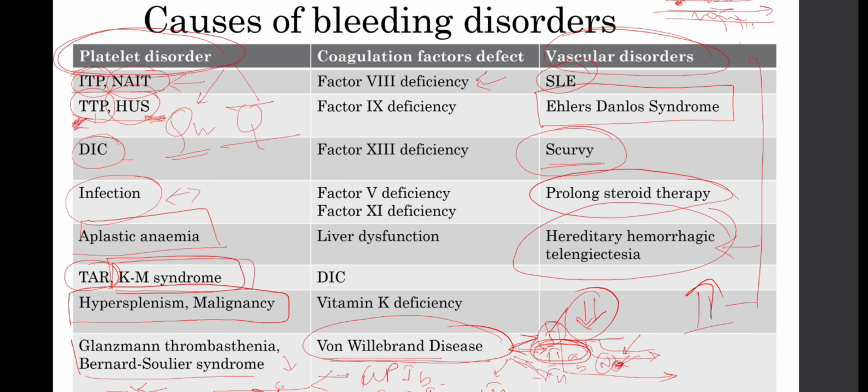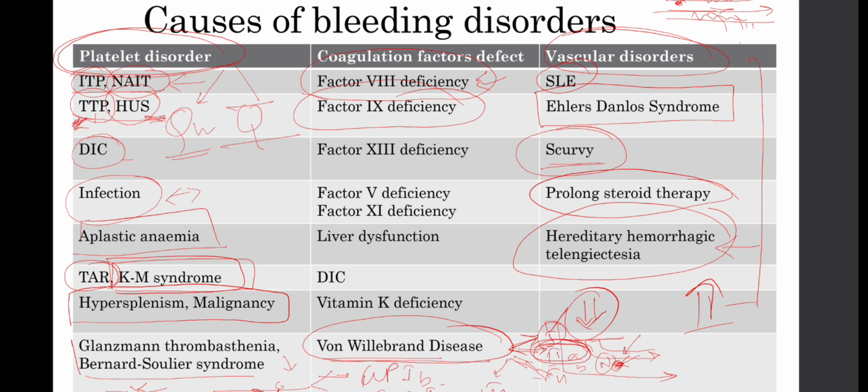And factor 8 deficiency, it is an X-linked disorder. That means an X-linked recessive disorder is mainly present in male patients, and there is a family history of male patients having some bleeding disorder. In factor 9 deficiency, that is hemophilia B, this is also an X-linked recessive disorder.